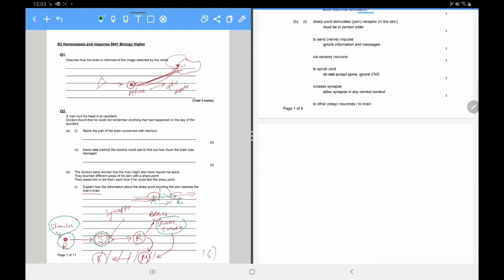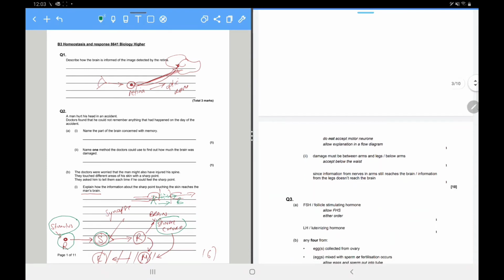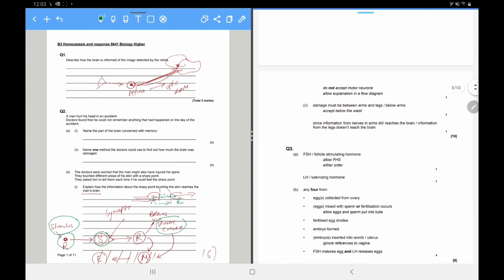Notice that I have ignored motor neuron and effector. Just finishing off, it says do not accept motor neuron. Allow explanation in a flow diagram. Well, I've done this in my head. You could even write a diagram and then explain it all. So that's the way that I would be thinking in terms of a question, 6 marks, mapping out the process.